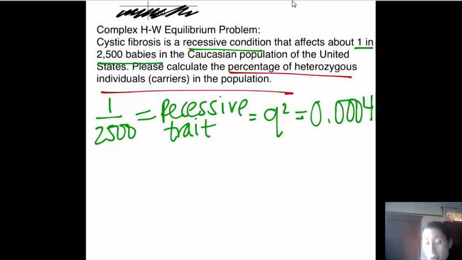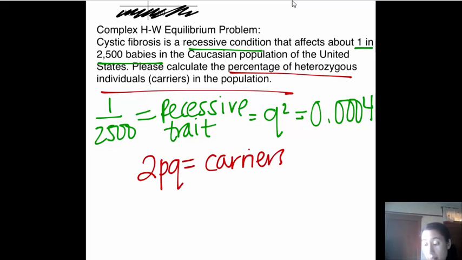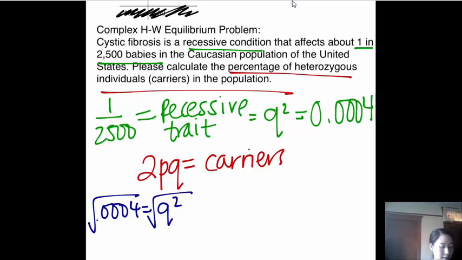0.0004. All right, now they're asking me to find the percentage of heterozygotes. So they're asking me to find the carriers. That is 2PQ. All right, so how am I going to do this? I'm going to use Q. I already know 0.0004 is Q squared. So if I take the square root of that, square root of 0.0004, I get that Q is 0.02.